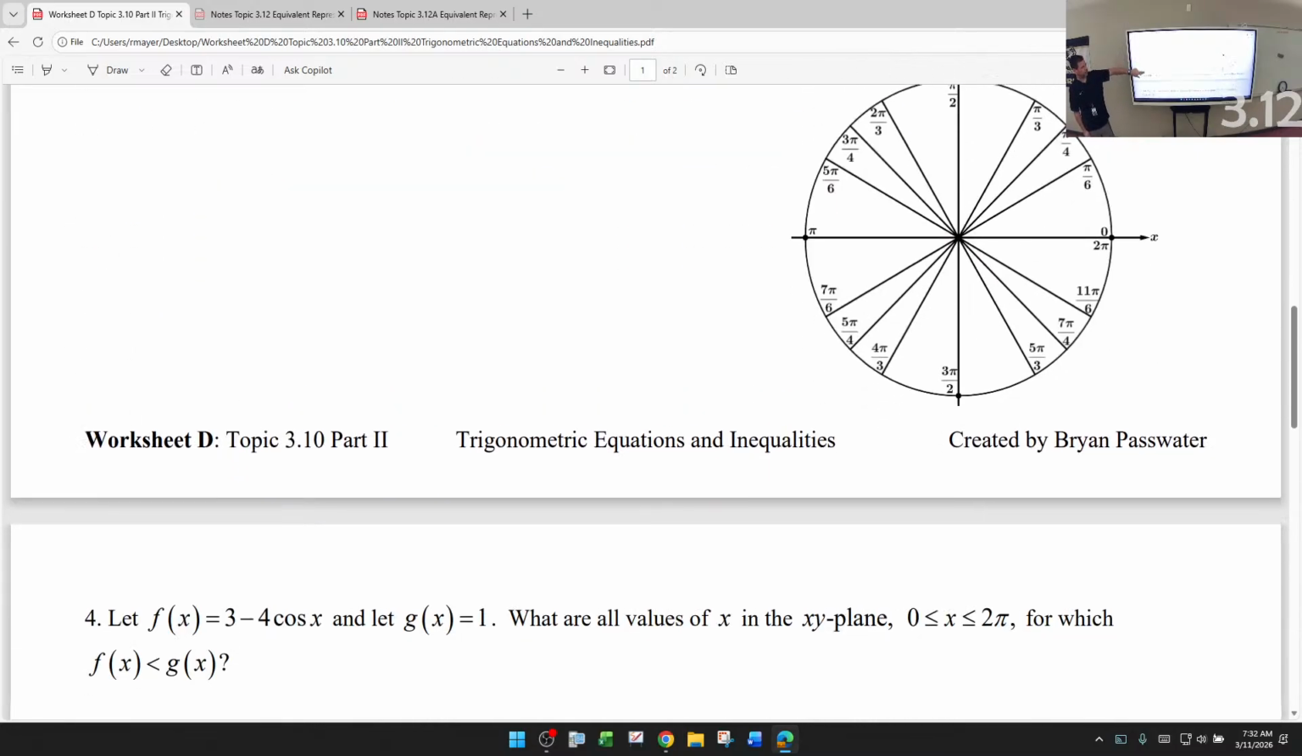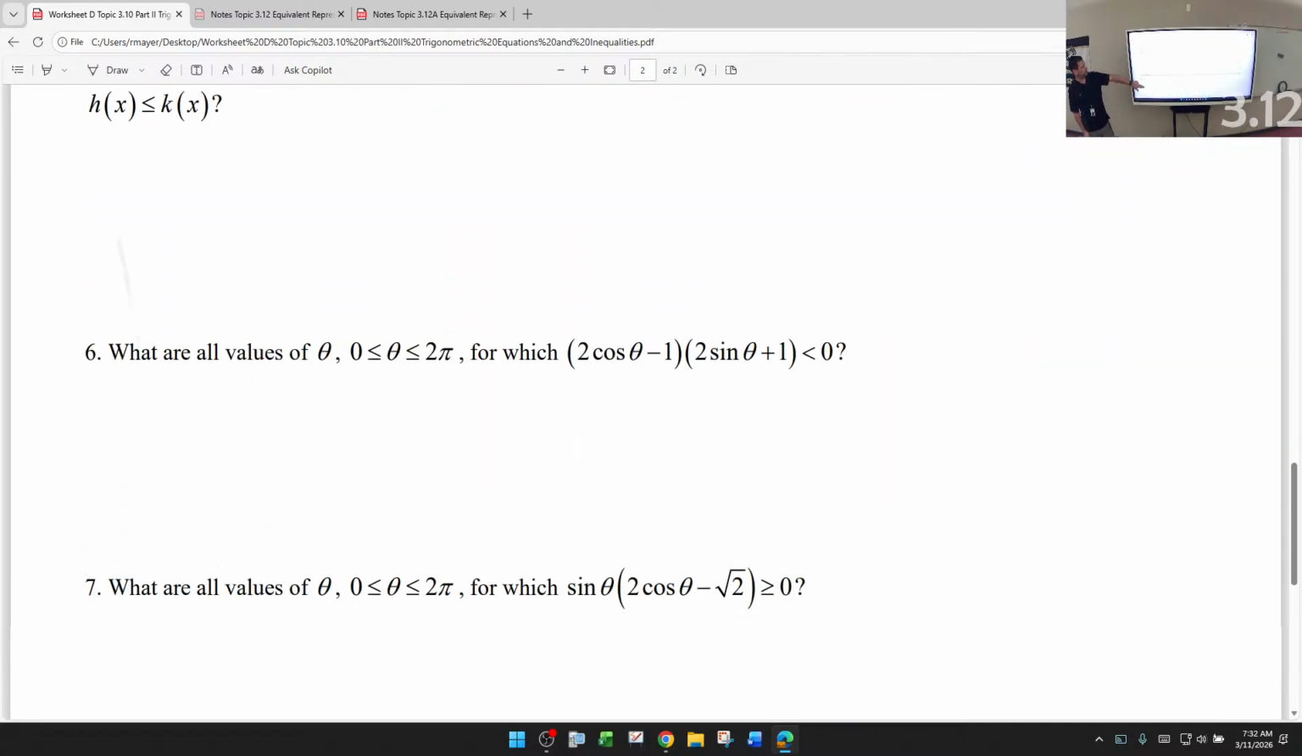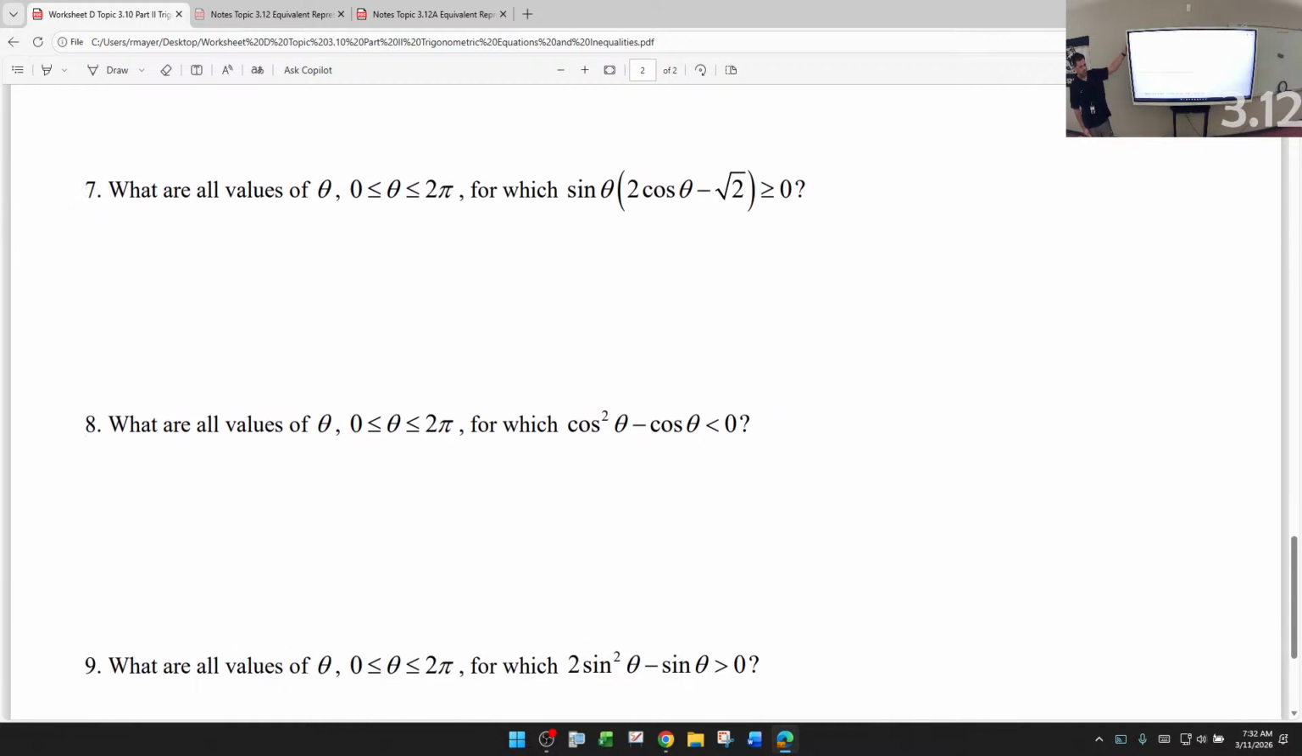So that's why they had those. And then they went to the other equations, inequalities. Anything? Any of those we got to do?